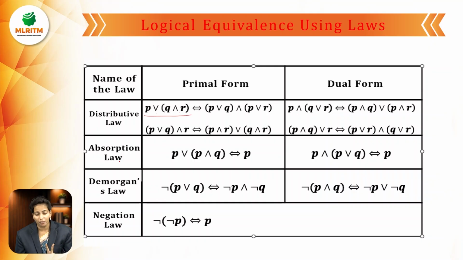Absorption law, with only two variables: P or (P and Q) is equivalent to P, and P and (P or Q) is equivalent to P. De Morgan's law: apply negation. Negation of (P or Q) is equivalent to negation P and negation Q. The dual form of this formula is negation of (P and Q) is equivalent to negation P or negation Q. Double negation law: negation of negation P is equivalent to P only.